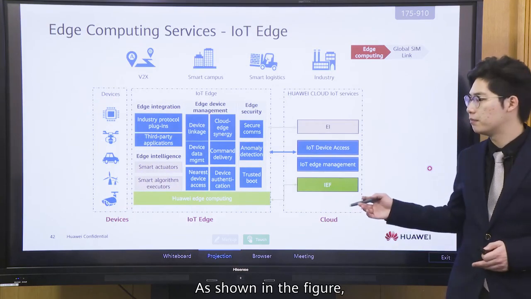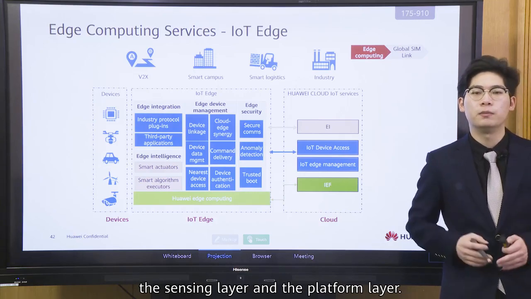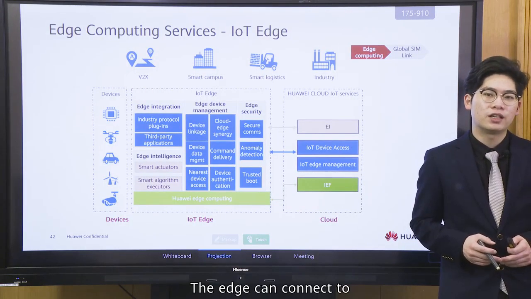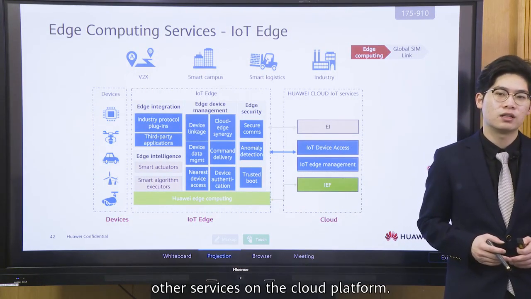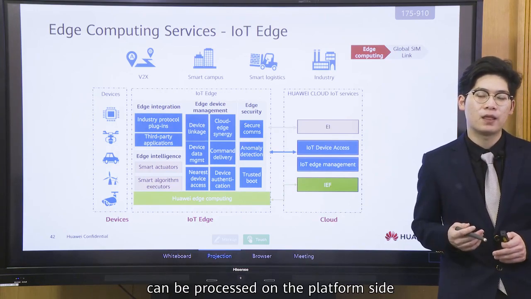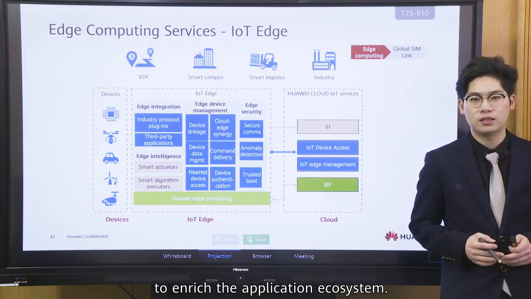As shown in the figure, the IoT Edge is between the sensing layer and the platform layer. IoT Edge can be used to manage the edge side and platform side in a collaborative manner and perform unified deployment and O&M. The edge can connect to other services on the cloud platform. Computing that cannot be performed on the edge side can be processed on the platform side to enrich the application ecosystem.